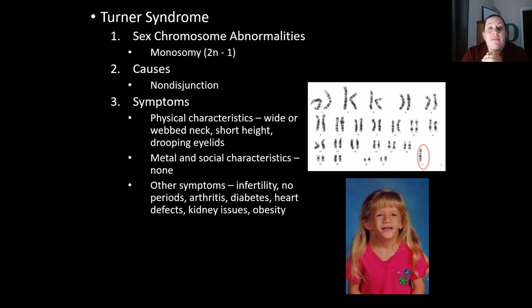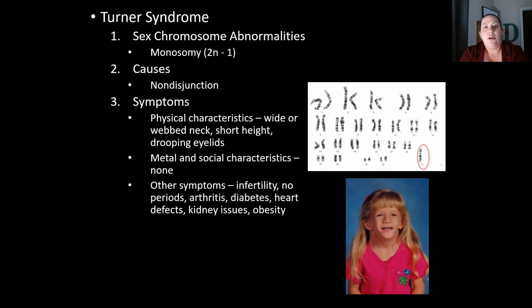Individuals with Turner syndrome are female, because they do not have a Y. The X makes them female. Their physical characteristics: they tend to have a wide or webbed neck, so their neck is wider and has a web coming down from their ear to their shoulders. They tend to be short in stature. They'll have more of a drooping eyelid. Mental and social characteristics, they don't really have any that show up as an issue for them. If they have learning disabilities and things like that, it's not really related to Turner syndrome.